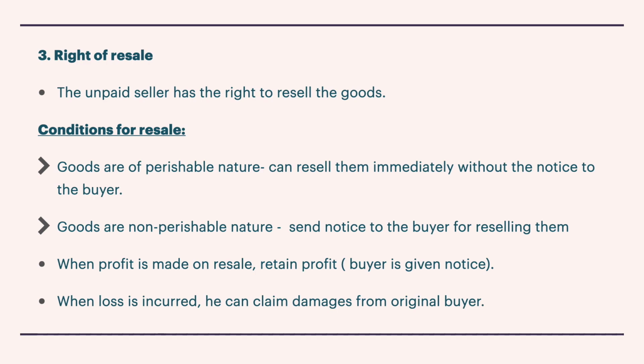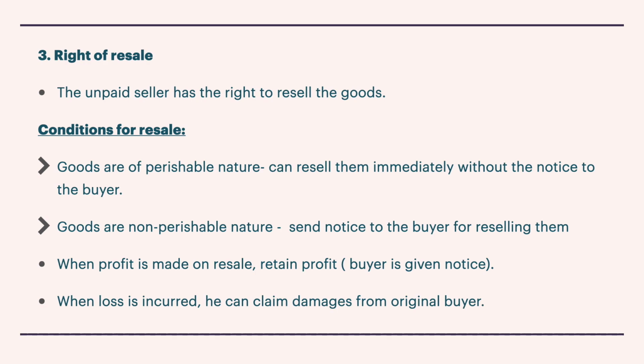Number one, if the goods are perishable in nature. For example, all the vegetation goods, right, that has been in the farm, all the kinds of fruits and vegetables, because if these are not consumed immediately or within a very short span of time, they get to perish and nobody is benefited, nobody can make profit by selling it when it's perished. Yes or no? So therefore, when it is perishable nature, can resell them immediately without the notice of the buyer.